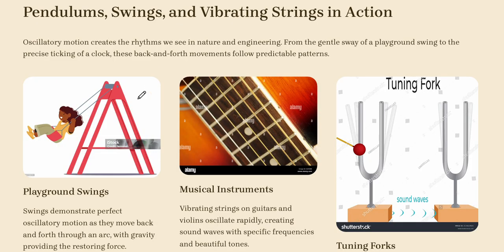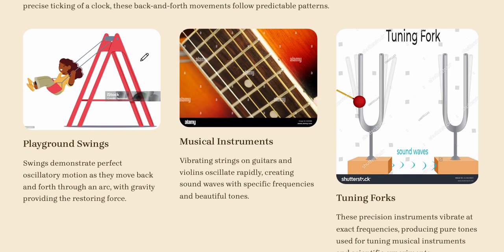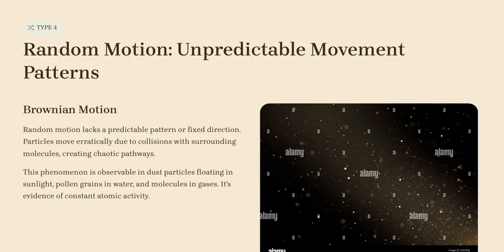So here are some more examples of your which type of motion? Oscillatory motion: playground swings, musical instruments, and tuning forks. All three are examples of oscillatory motion. Now last one, random motion. When something moves randomly.